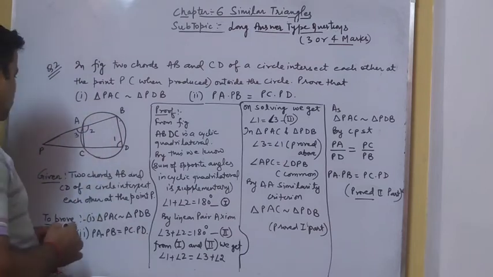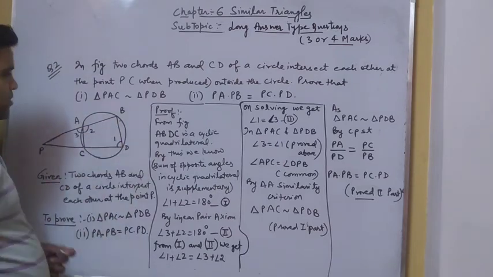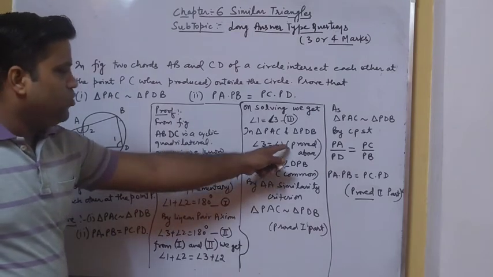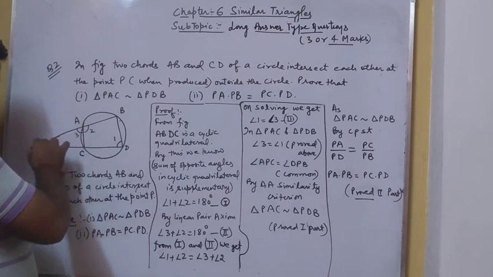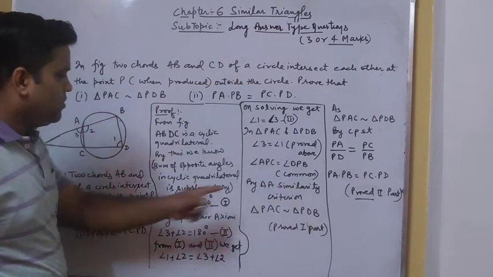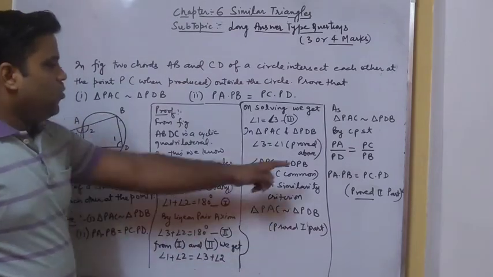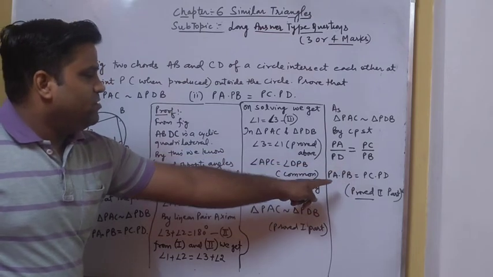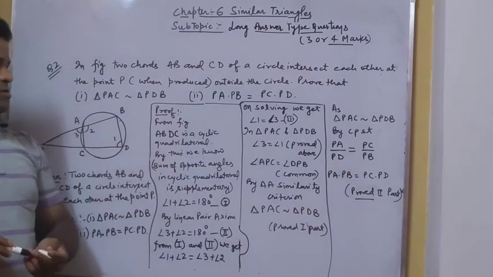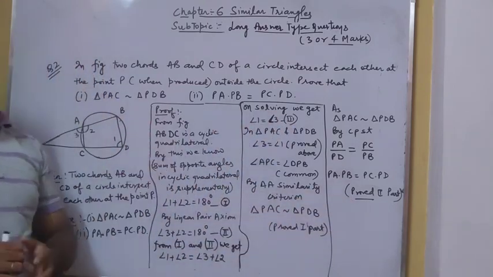Now let us come to the triangles PAC and PBD. As we have proved angle 3 equals angle 1, and also angle APC is equal to angle DPB, both are common. So by similarity, both triangles are similar, and by CPCT we get PA by PD equals PC by PB, and we get our second part. So this is the proof of the first part, and this is the proof of the second part, which is the required.